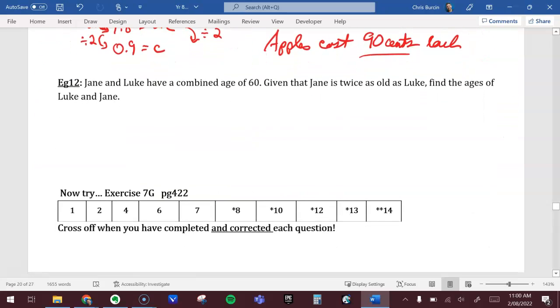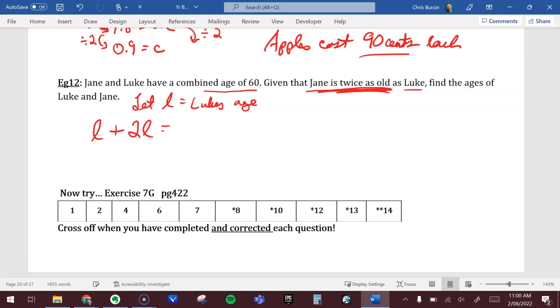Jane and Luke have a combined age of 60. Given that Jane is twice as old as Luke, find the ages of Luke and Jane. Easy. So we know Luke, we're going to let L equal Luke's age. Why do we do that? Because we know that we are going to add Luke's age plus Jane's, who is twice as old as Luke, so twice Luke's age. Knows the final answer is combined age of 60.